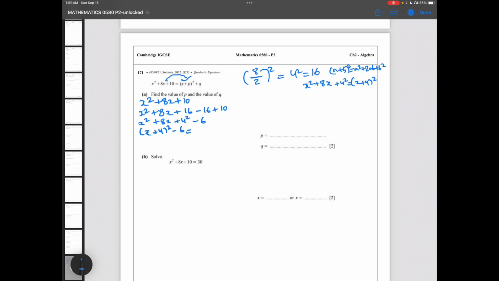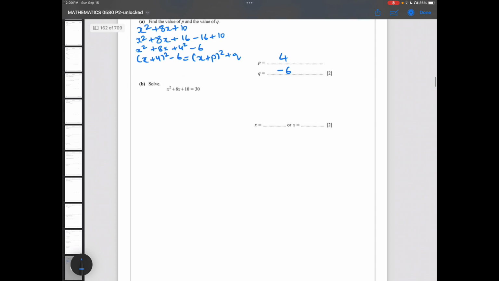And this is equal to the right hand side of the equation, that is (x plus p) whole squared plus q. Now we can see from this equation that p is equal to 4 and q is equal to minus 6. Okay, let's move to the next part.